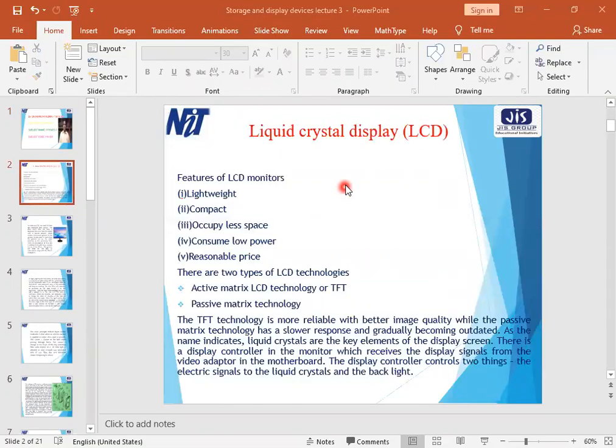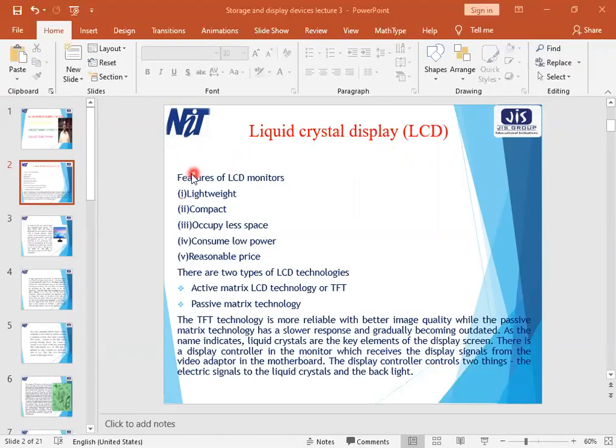So in the last class, we have discussed the CRTs. Today we'll discuss some more advanced display devices like LCD, liquid crystal display, and LED display, light emitting diode display. So let us discuss one by one. At first, we will start with the LCD. So all of you are using LCDs in your mobile, in computer, in laptop, in TV screens.